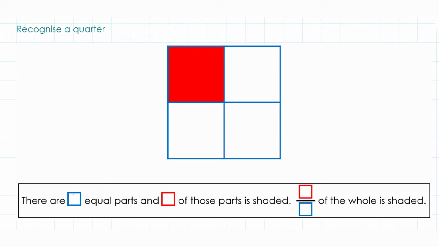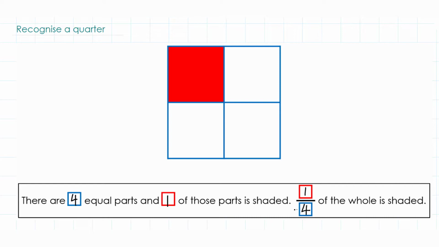So there are 4 equal parts in total, and one of those parts is shaded. So we write 1/4 of the whole has been shaded. We call that number 1/4, and we write it like this.